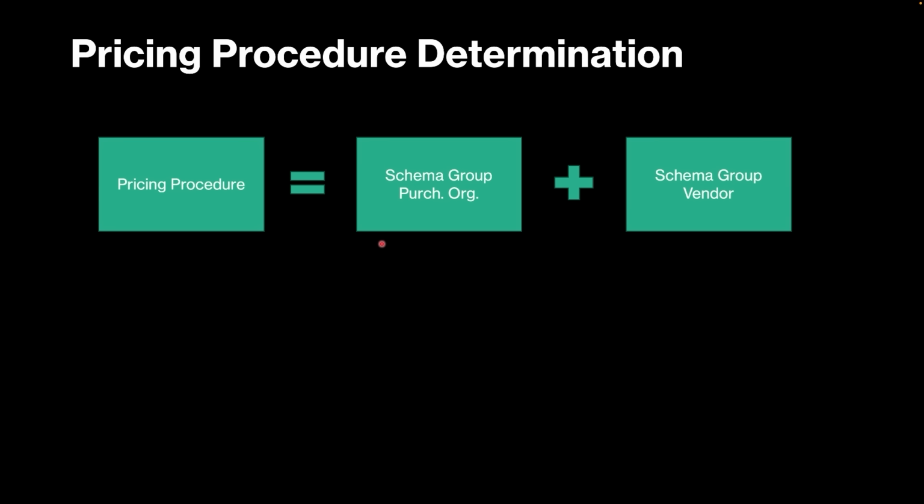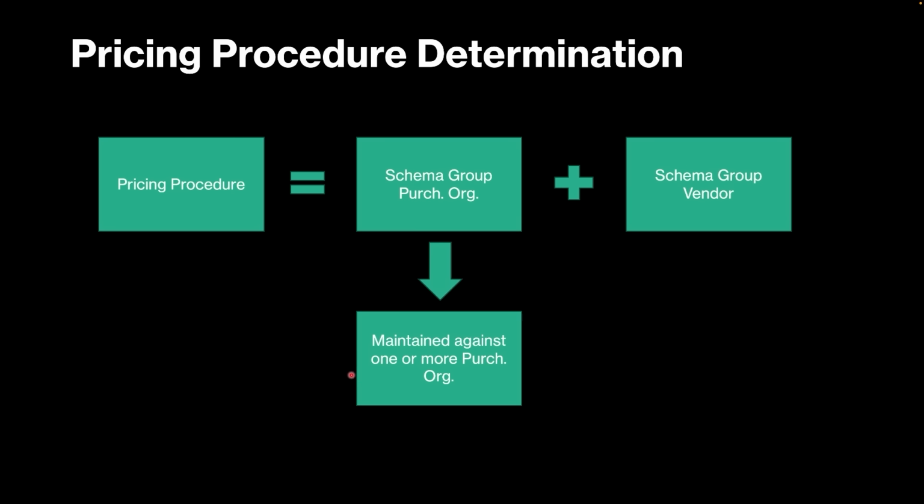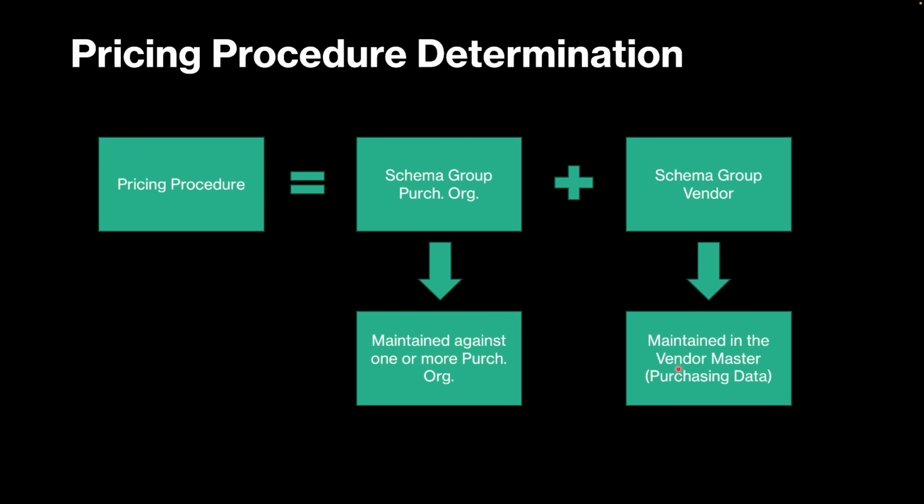Okay, and this schema group for purchasing organization is configured against one or more purchasing organizations. So if you have multiple purchasing organizations, you can group those purchasing organizations into individual schema groups, and this schema group vendor is maintained in the vendor master in the purchasing data. So you can see this particular assignment is done in the configuration. This particular entity is created in the configuration but is assigned in the master data.